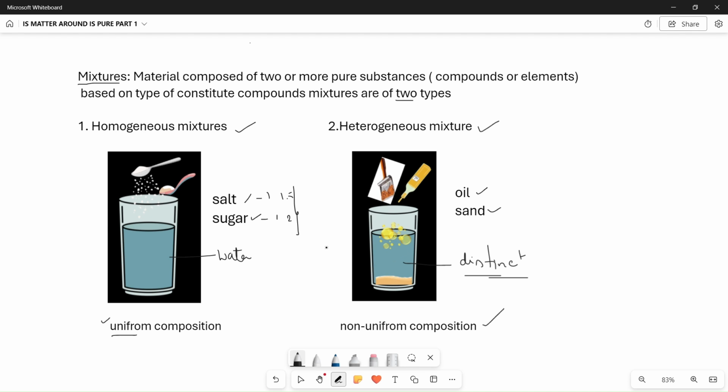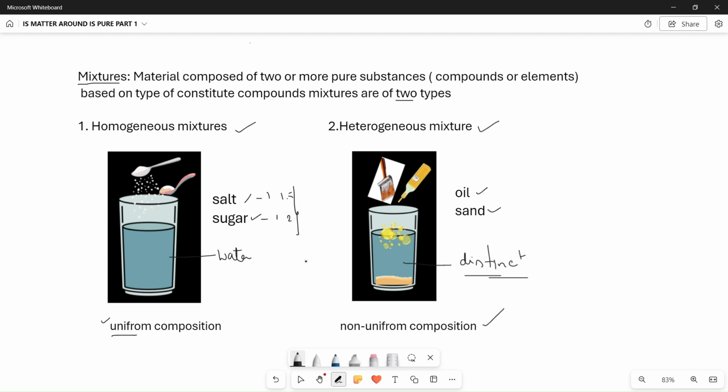I am trying to tell you with daily life activities. You can find the formal definitions of these things anywhere, right? But if you understand the concept and apply it to daily life, it will be very easy to understand and write as well. Okay, this is about homogeneous mixtures and heterogeneous mixtures.